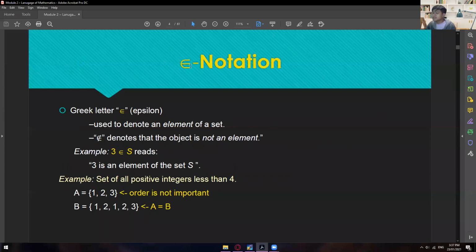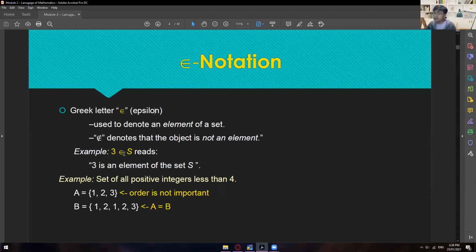The next thing that you need to know about sets is the notation. Here is the symbol for the notation, which is actually a Greek letter called epsilon. It is used to denote an element of a set. The opposite of that is not an element. This one is the same epsilon symbol but with a slash on it, and it denotes that the object is not an element. We have an example here: 3 is an element of S. So 3 is an element of set S.